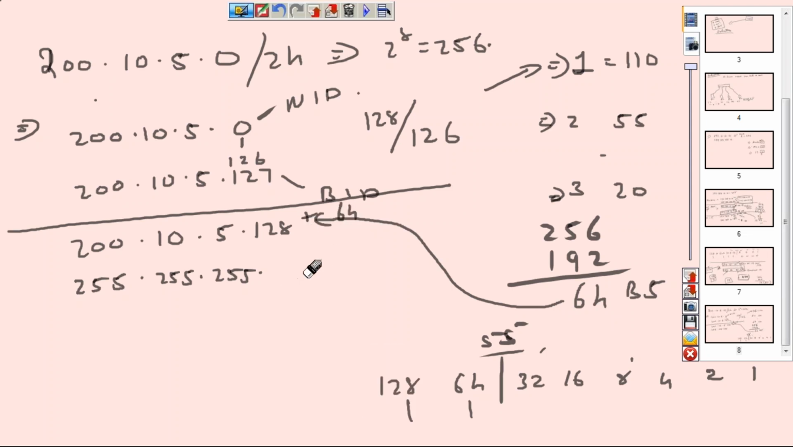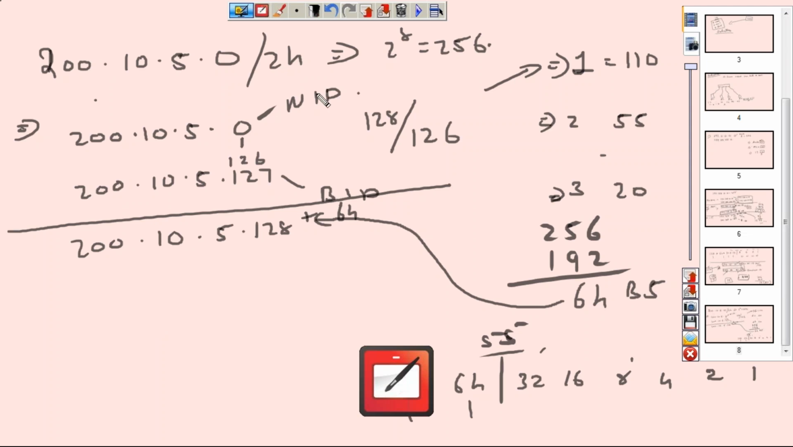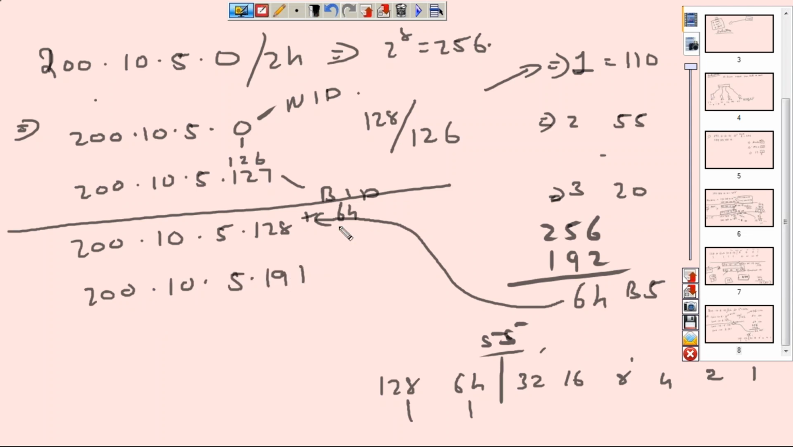What do we get? 65. So 191. Do the normal math and remember to subtract 1 at the end, that's all. So 200.10.5.191. And that's my network ID. That is my broadcast ID right there. And everything from 129 to 190 is usable, right? Correct?